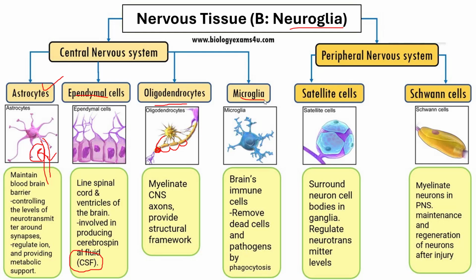Microglia cells are immunological in function. They remove the dead cells and pathogens from the central nervous system.